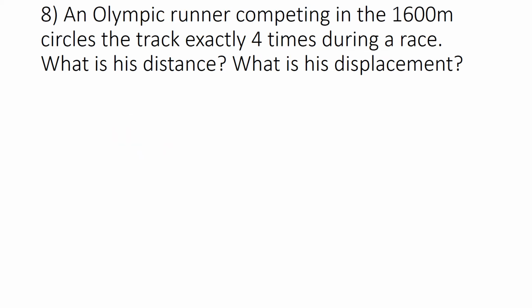Go ahead and pause it. Okay, here's your answer. This one's a trick question. I apologize. An Olympic runner competing in the 1600 meter circles the track 4 times. So if you think back to that earlier problem, if you're not a track person like me, a track is 400 meters. And their event is called the 1600 meter. So what is his distance? That is already answered for you. Sorry.